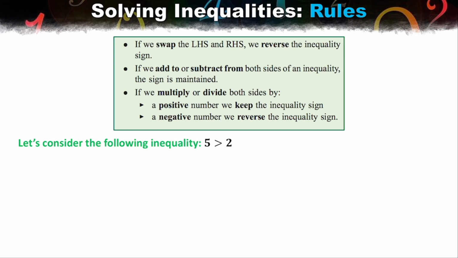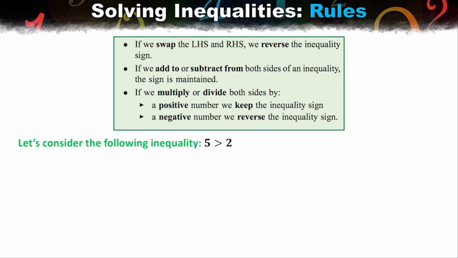Now, similar is true with inequalities, and for the most part we can just keep the inequalities the same direction, but we have to consider some special situations. All right, so let's consider this inequality here. What this is saying is 5, the number 5, is greater than 2. It's more positive than 2.